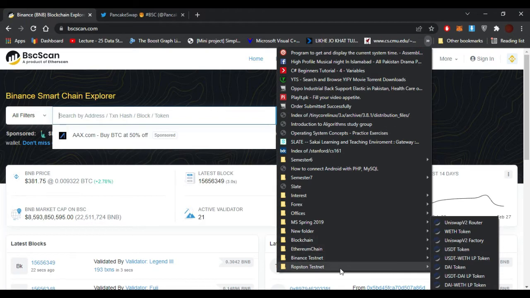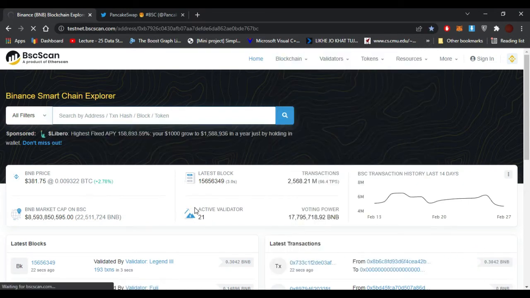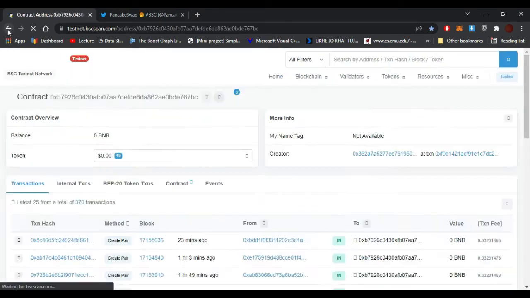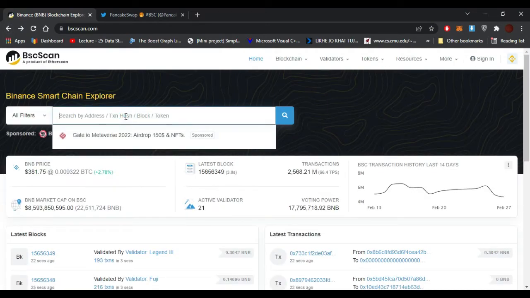So I think it's in the factory here, right? So these are some of the tokens which I have. Sorry, that is for the testnet actually. Let me just make it clear. Actually, you know how you can do it.